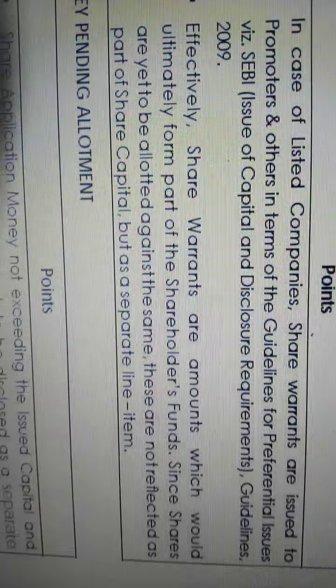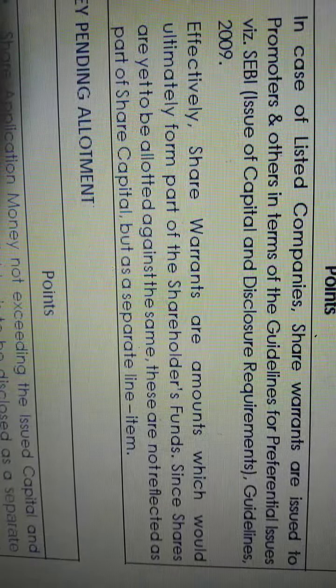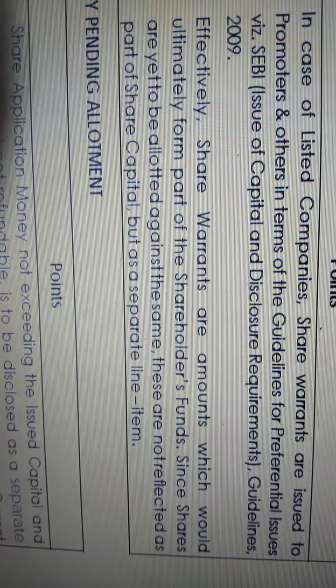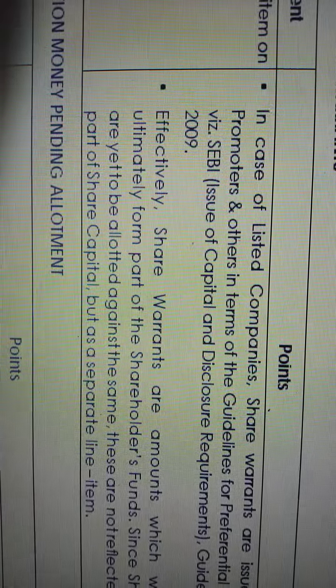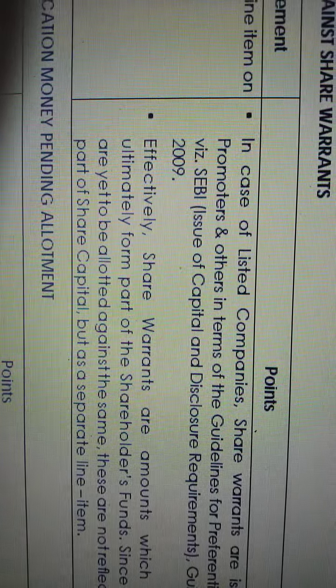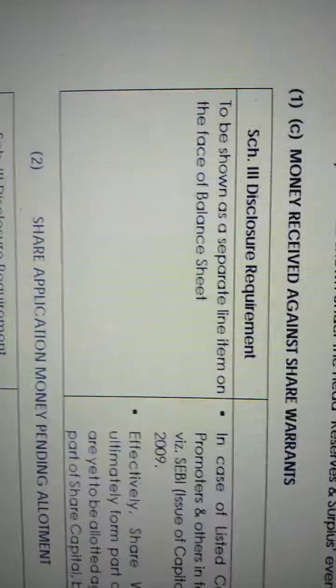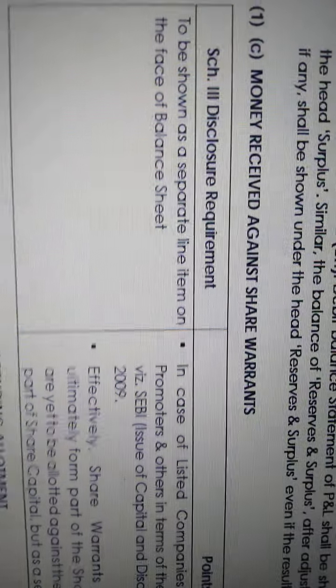See here, second paragraph, please refer. Effectively, share warrants are amounts which ultimately form part of the shareholders' funds. Since shares are yet to be allotted against the same, these are not reflected as part of share capital but as a separate line item. So what they are trying to say is, share warrant is nothing but we are receiving some money from our directors and their related parties. We will allot shares in future. For the time being, we give a warrant, meaning they have some rights, and definitely we will convert that warrant into shares at a later point of time. It should be presented as a separate item below share capital, shareholders' funds, reserves and surplus. This item should be written separately, next to reserves and surplus.